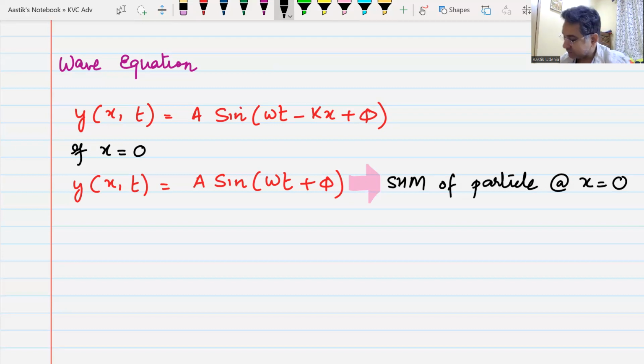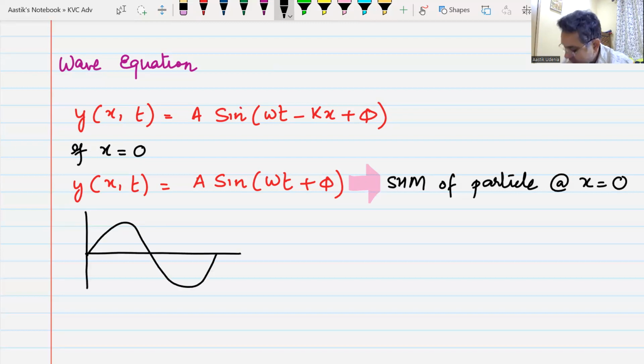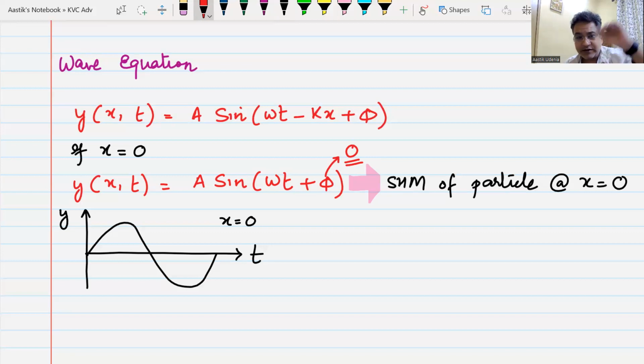Okay. So if I have to draw, it will just look like this. It is just a sine wave. This is the graph between t and y for a particle which is at x equal to 0, and you can find out its position at any time. I have taken phi as 0, so that the initial phase is 0. This is the simple equation of one particle as a function of time. Do we get this? Yes, sir.